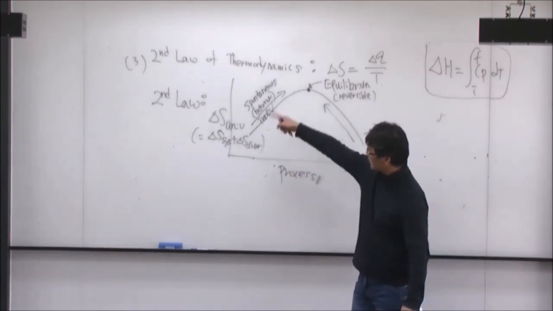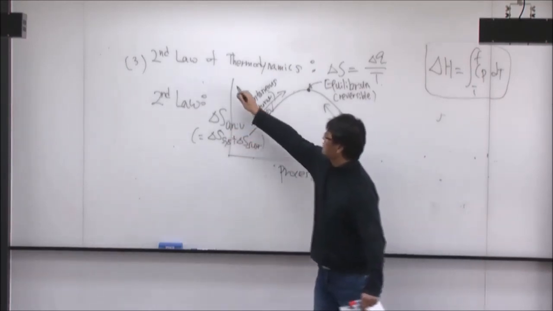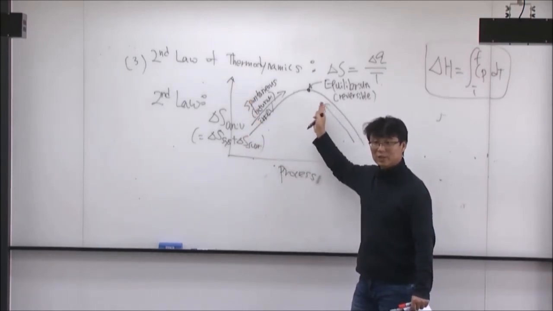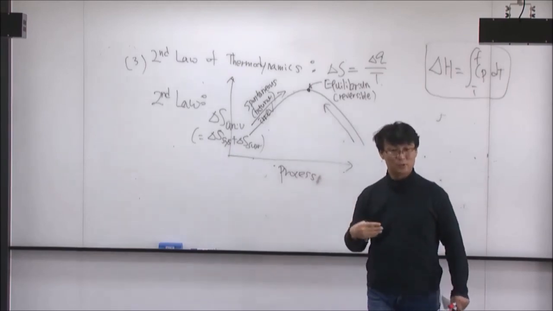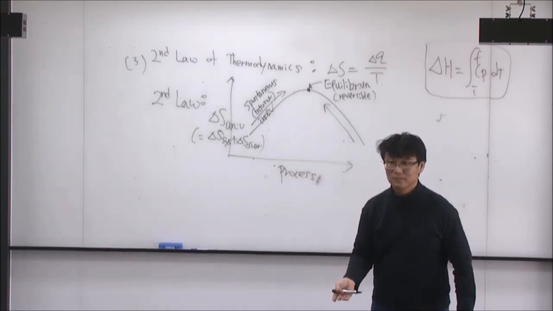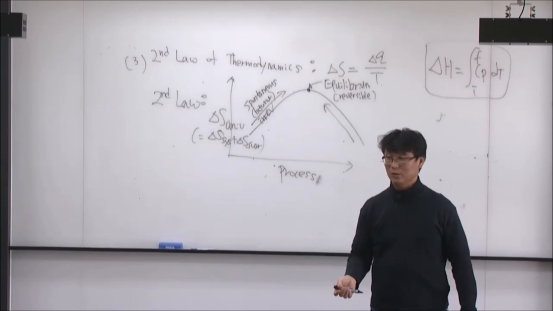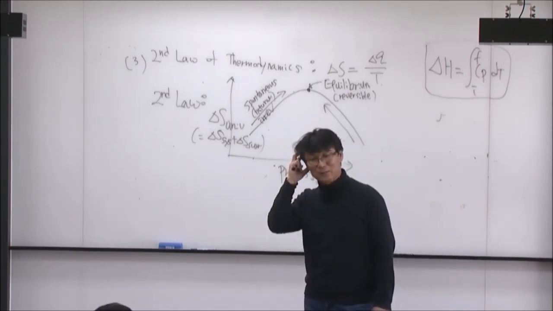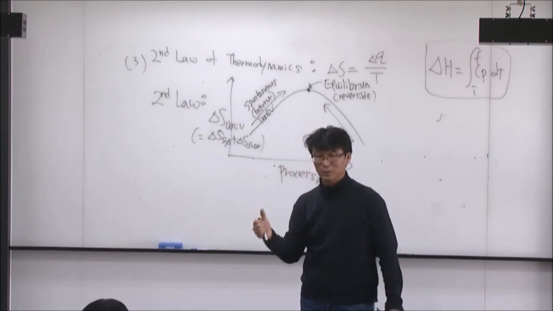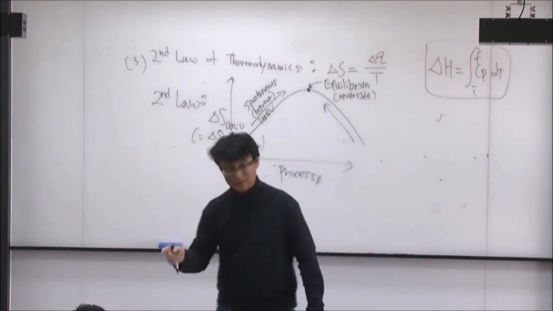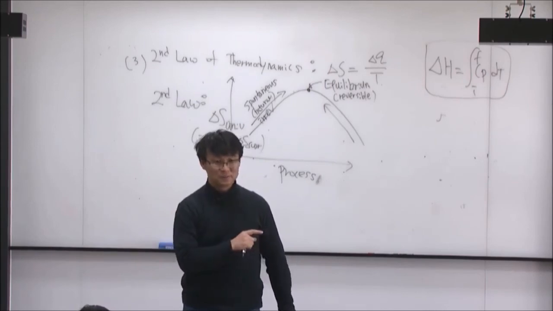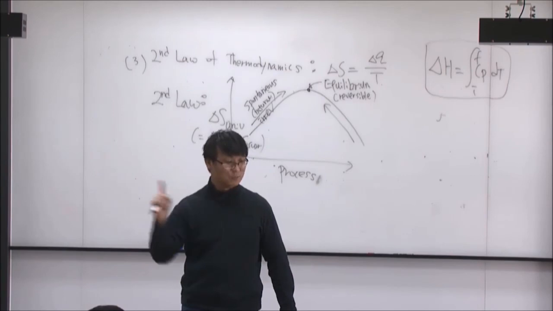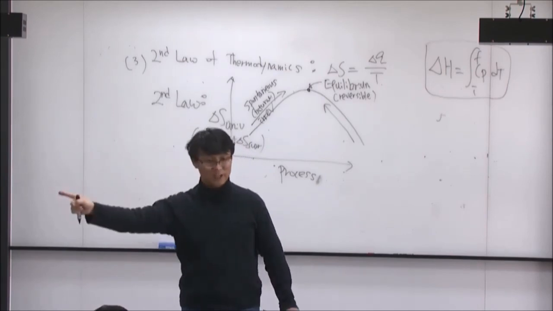So delta S of universe is always increasing whatever process you have. And when it doesn't change anymore, it means now I've reached the equilibrium state. It's a very nice law. Now at least I have a measure. Second law of thermodynamics can tell you the direction of the process. If the delta S of universe is increasing, that means my process is going in that direction.